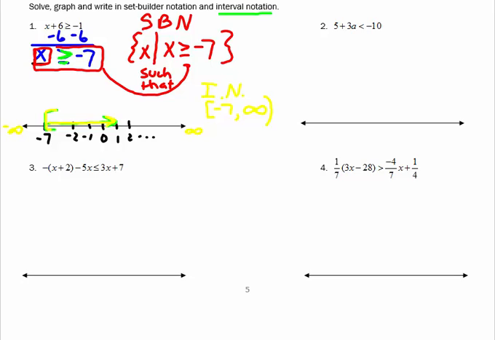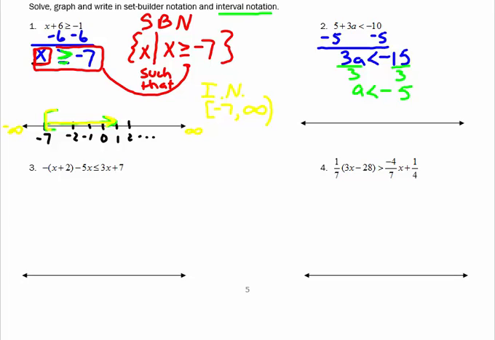Now what we'll do is number 2. 5 plus 3a is less than -10. Following the steps on the previous page, we'll start off by subtracting 5 on both sides. So we get 3a is less than -15. We'll still need to get a by itself, so we'll divide both sides by 3. The inequality does not flip. You're not dividing by a -3. You're just dividing by a +3. And -15 divided by 3 is -5. So do not flip the inequality on that problem.